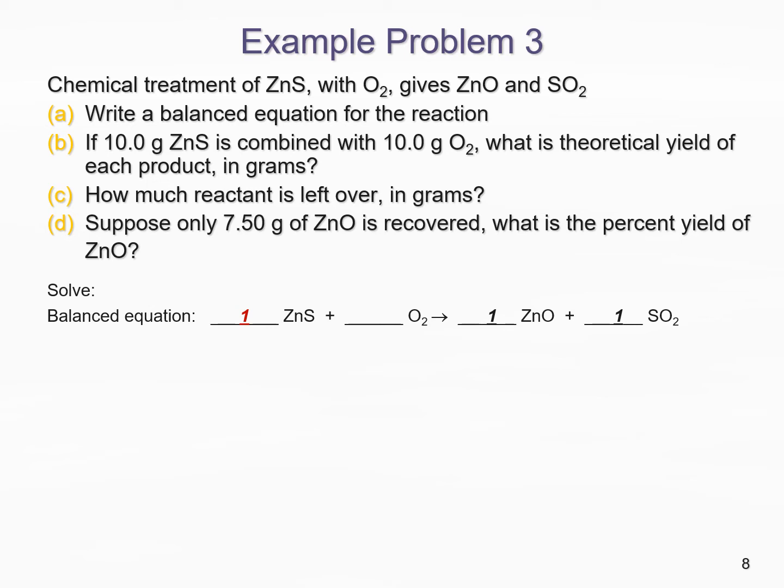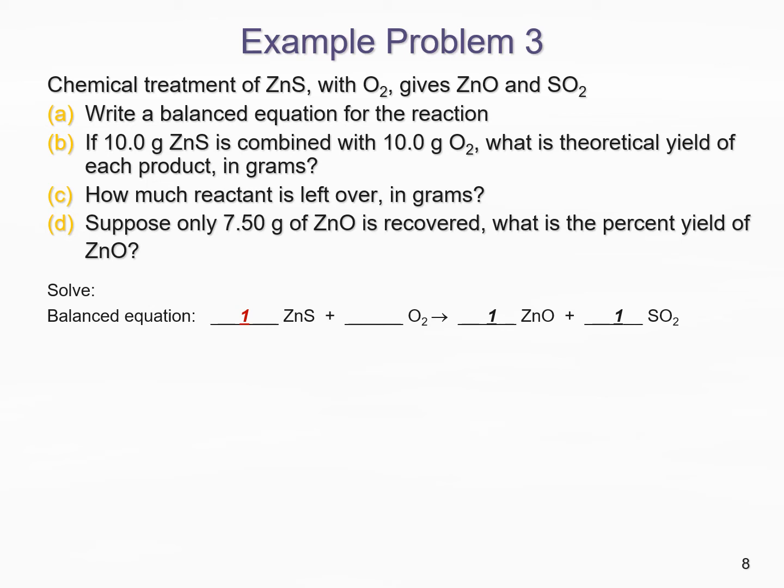As we count the number of oxygen atoms on the right, we get 1 oxygen atom from zinc oxide, and there are 2 oxygen atoms from sulfur dioxide. Adding all up, we get 3 oxygen atoms. How are we going to make up 3 oxygen atoms from O2?